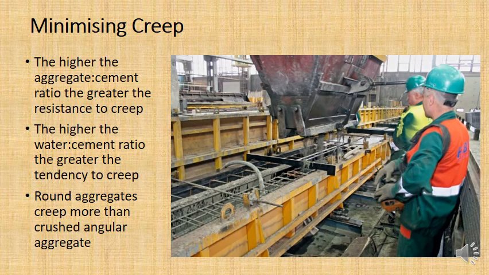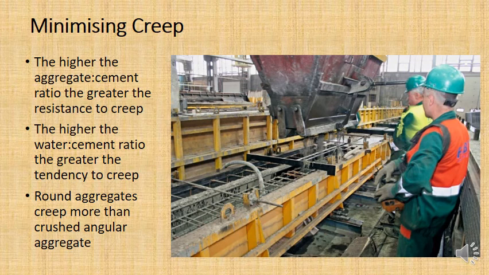So how do we minimize creep? Well, we do that by making sure that the modulus of elasticity is high enough. It can't be lower than about 20-30 GPa. Well, how can we do that? Well, first off, we can ensure that there's a high aggregate to cement ratio. That will mean it will be more resistant to creep. Remember, aggregate is less squeezable and less elastic than cement is.